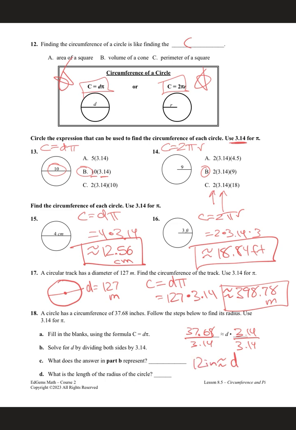For part C, it says, what does the answer in part B represent? That's the length of the diameter. And then it says, what is the length of the radius of the circle? If they give us the diameter, which is 12, to find the radius, I'm going to divide that by 2. So 12 divided by 2 is 6, and it is 6 inches. So that is the radius of my circle.